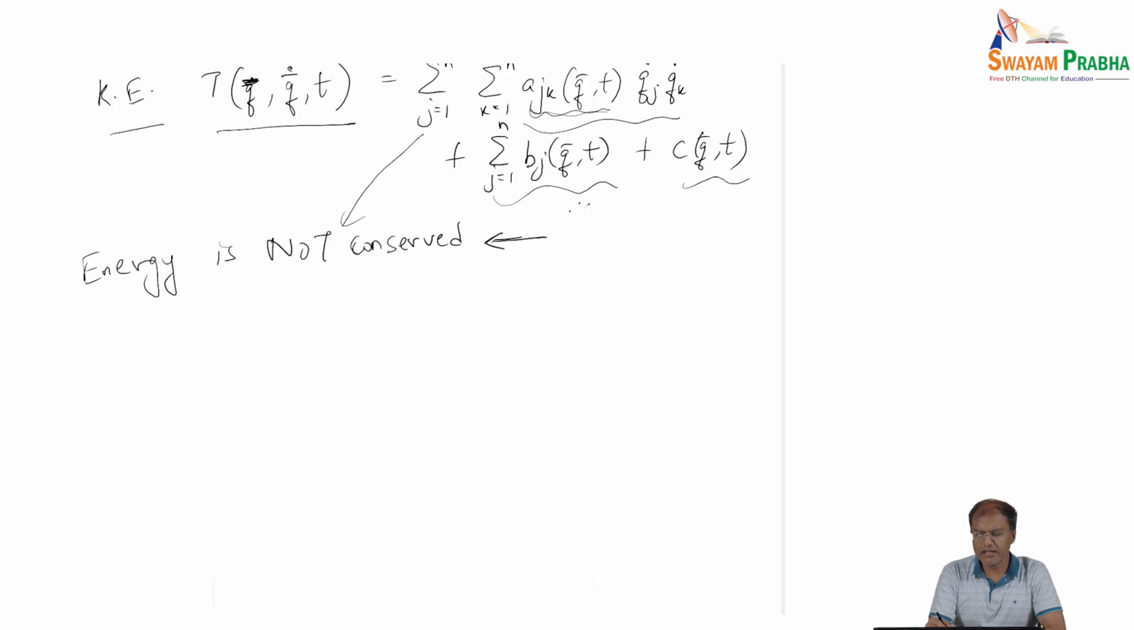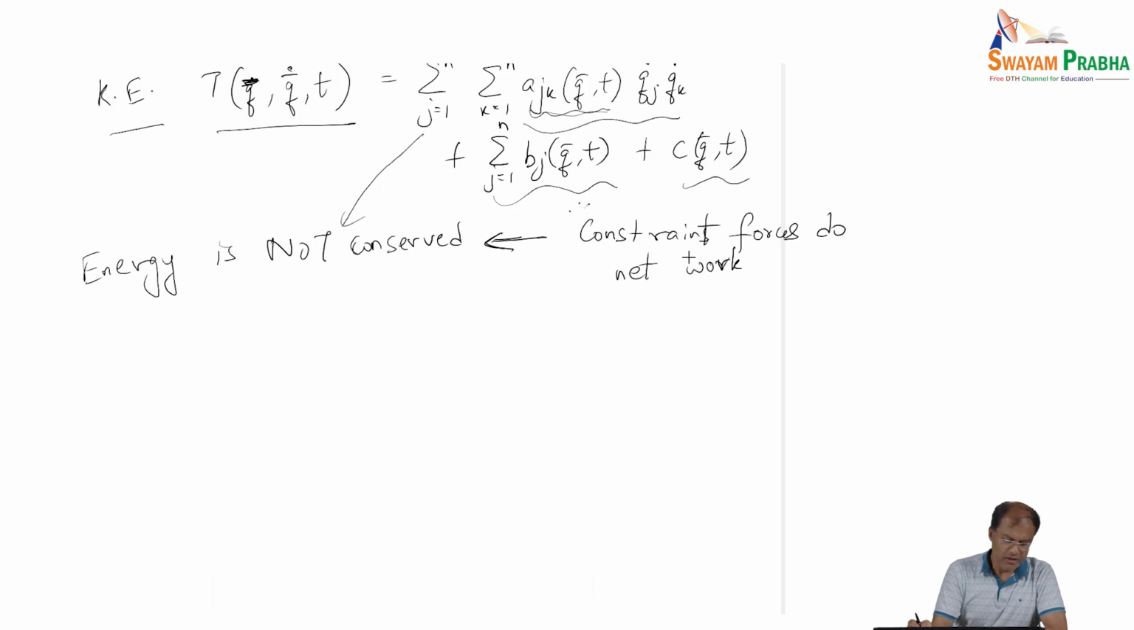Another implication of this setup is that this time the constraint forces do net work. The constraint forces do net work, which means that T plus V is not a constant. The total energy of the system is not conserved, or the total energy is not a constant of the system anymore. So now what to do?